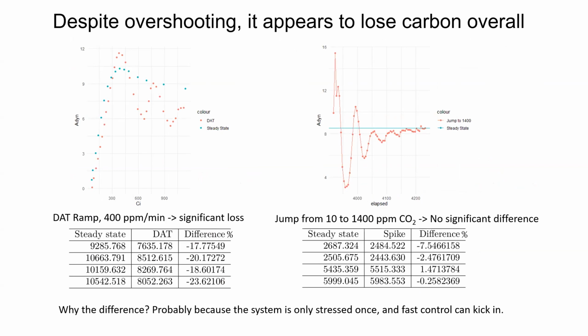I think that the spike is basically no different from the steady state. It doesn't beat it and it doesn't lose to it. And there's such a difference between these two.